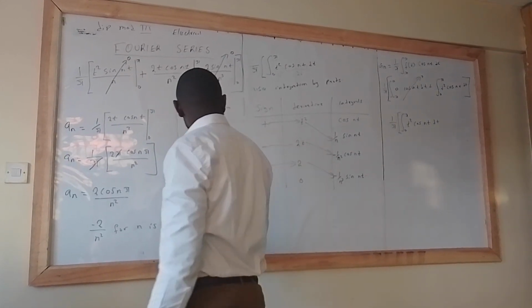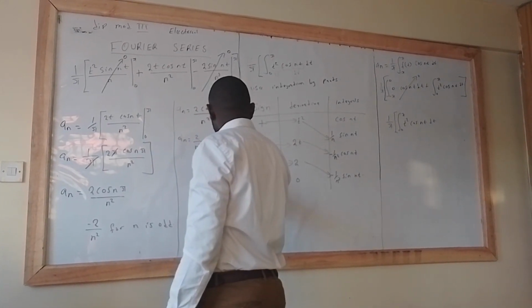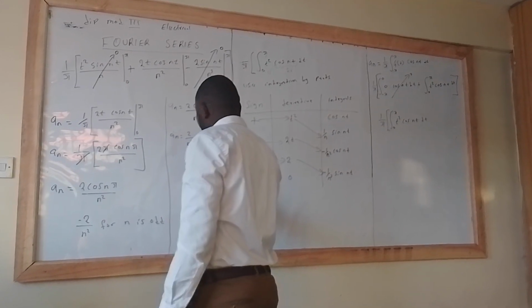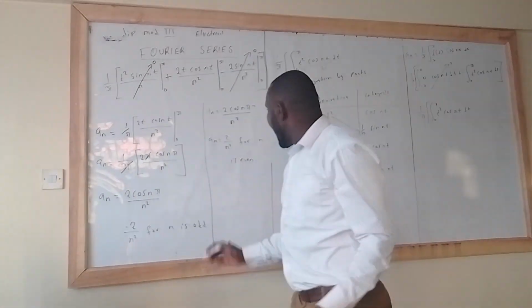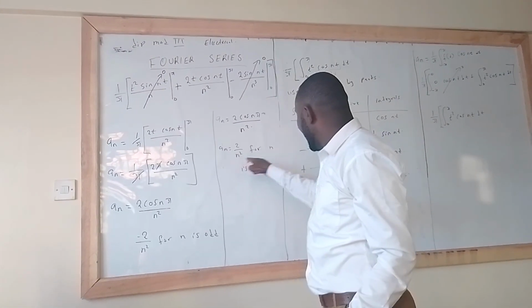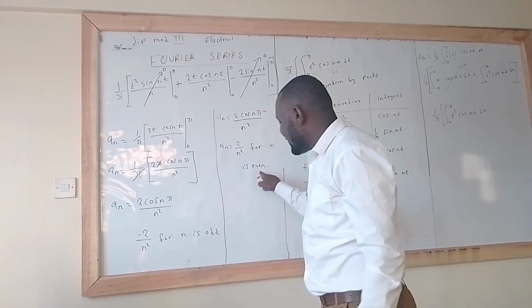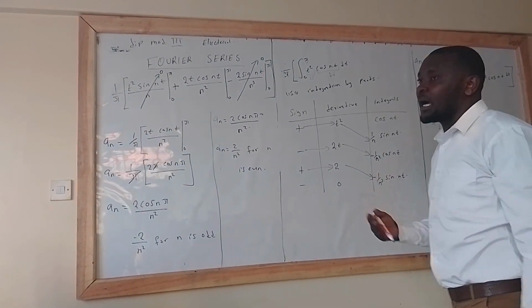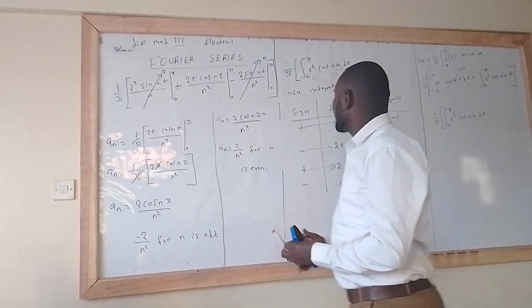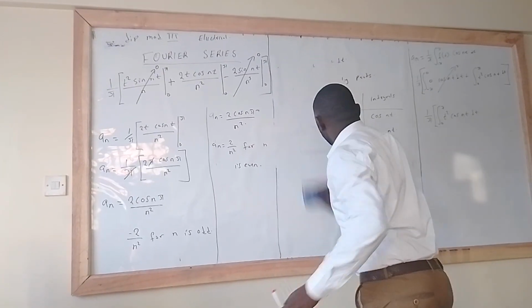For n is even. Now I have obtained the value of a of n when it is even, and when it is odd, we also obtained the value of a of n. Now let's continue with b of n.